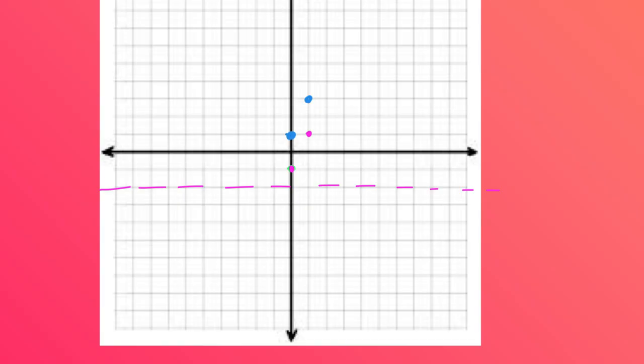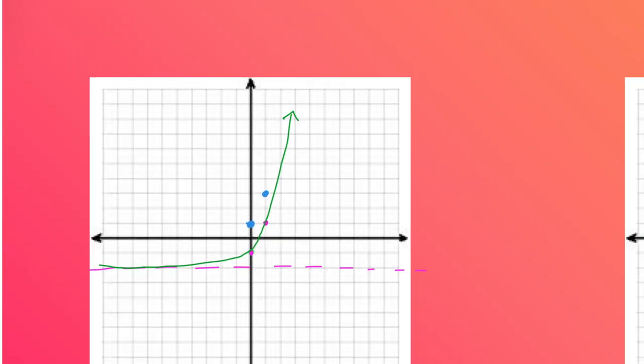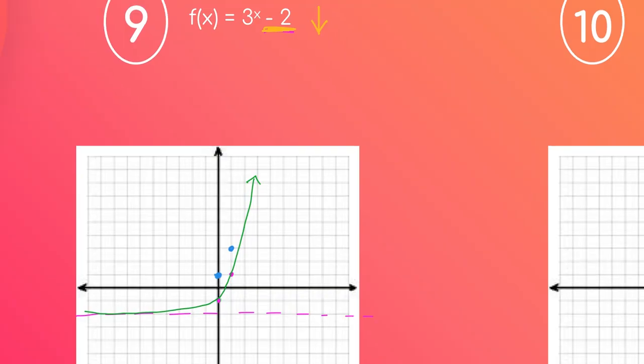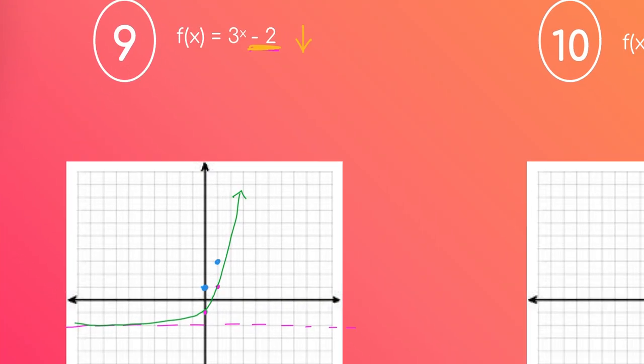If I were to draw 3 to the power of x, it would look something like this. Keep in mind, I'm not passing the x-axis. All I'm doing is shifting it down 2 units, so I still cannot pass it. It's going to get super, super close, but it will not pass. Again, if you want to check it, you can plug in some points.